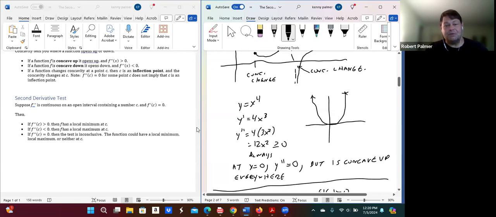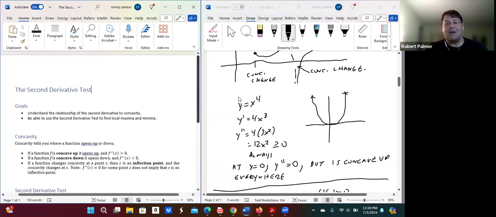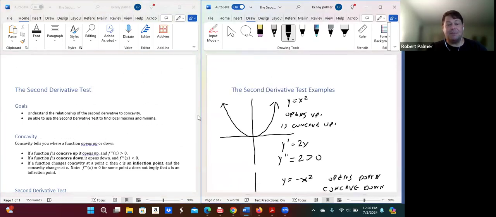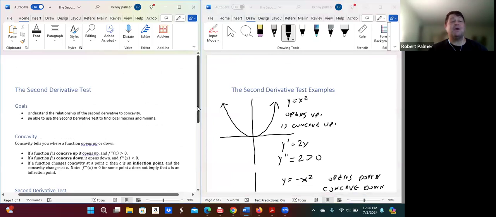So let's review what we've learned so far today. We learned about the idea of concavity. When a function is concave up, it opens up, and the second derivative is positive there. If the function opens down, it's concave down, and the second derivative is negative there. And a place where those two change, where the function is continuous, is called an inflection point, where the concavity changes.